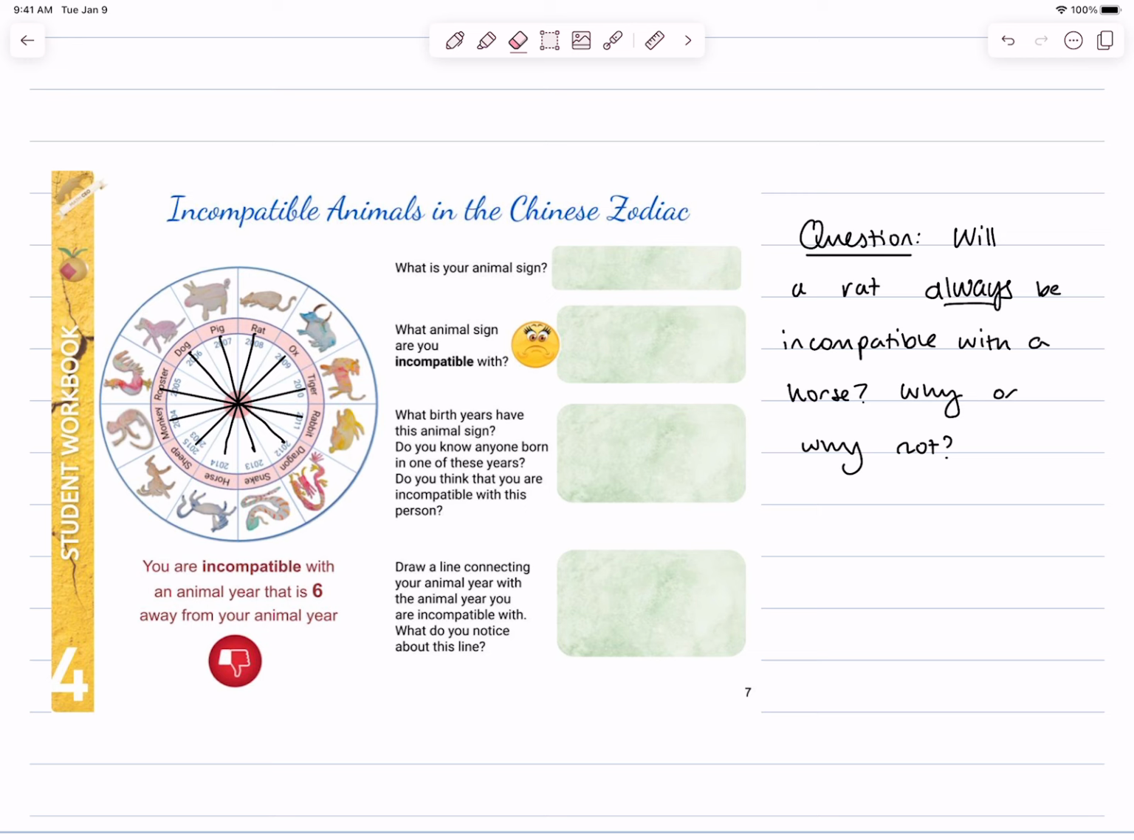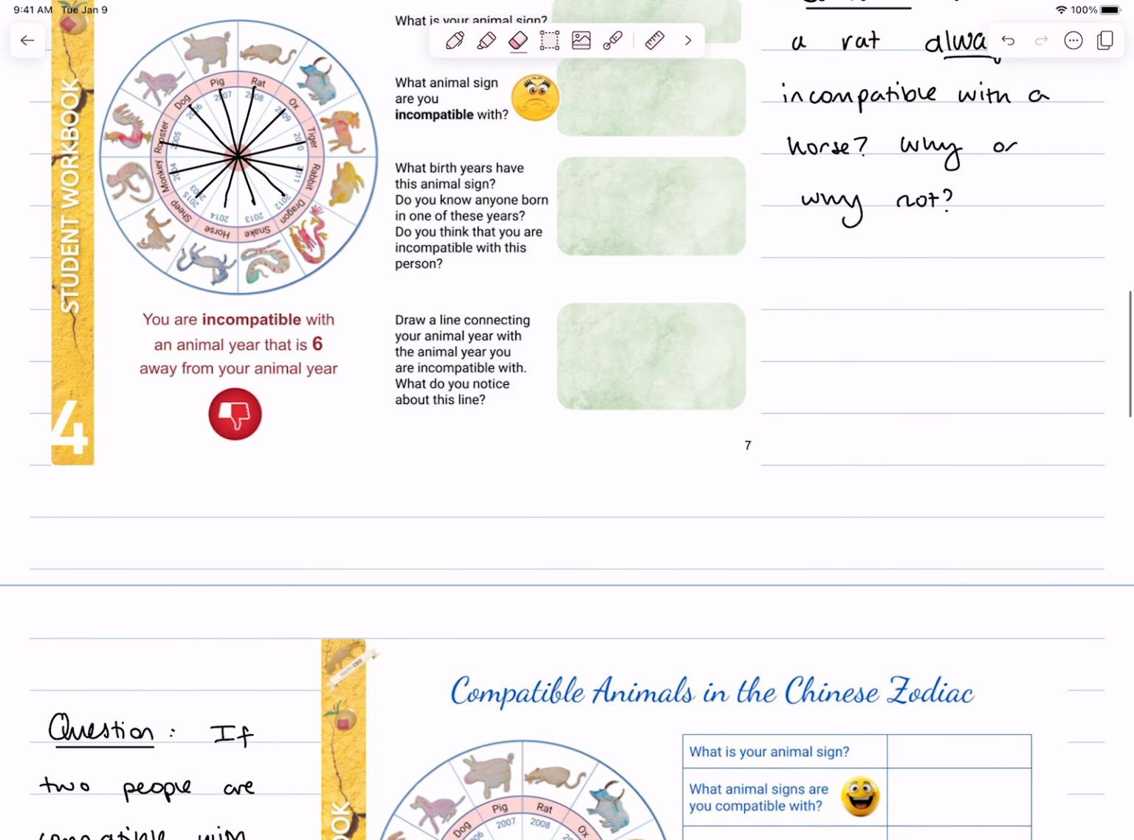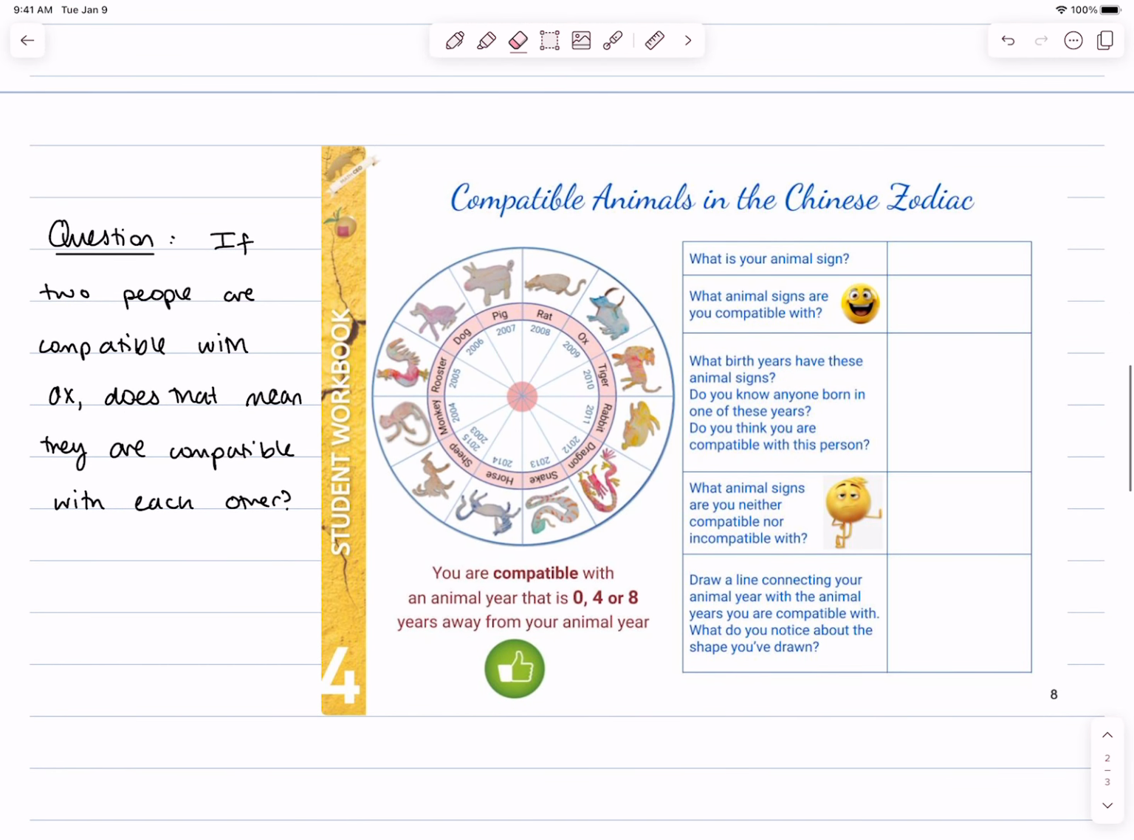Okay. And then a question that you can add on is, is this dependent upon the year? Will a rat always be incompatible with a horse? Or will it change from year to year, like the elements do sometimes? And why or why not? You could talk about how, if I erased all the years on this wheel, it wouldn't change the counting I'm doing up to 6. That's one explanation, but there are others, and you could think of good ways to convince your students of that.